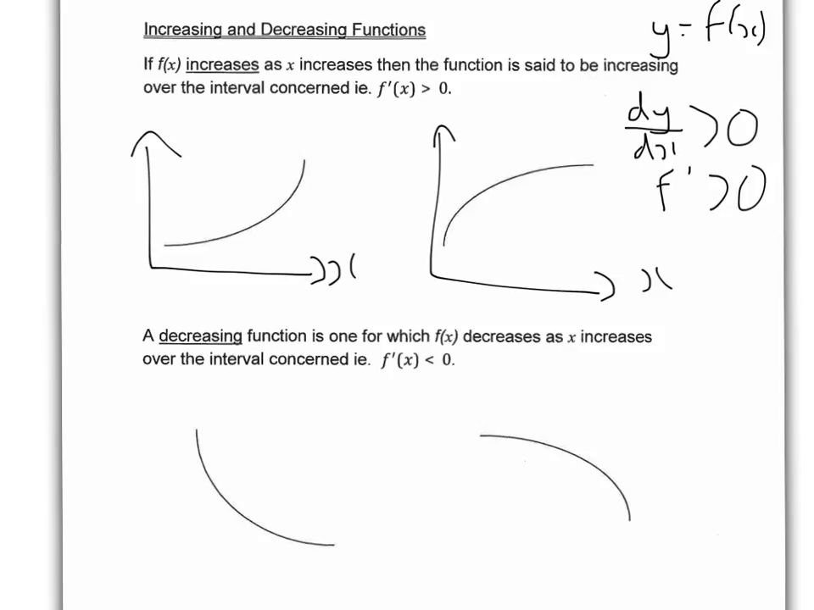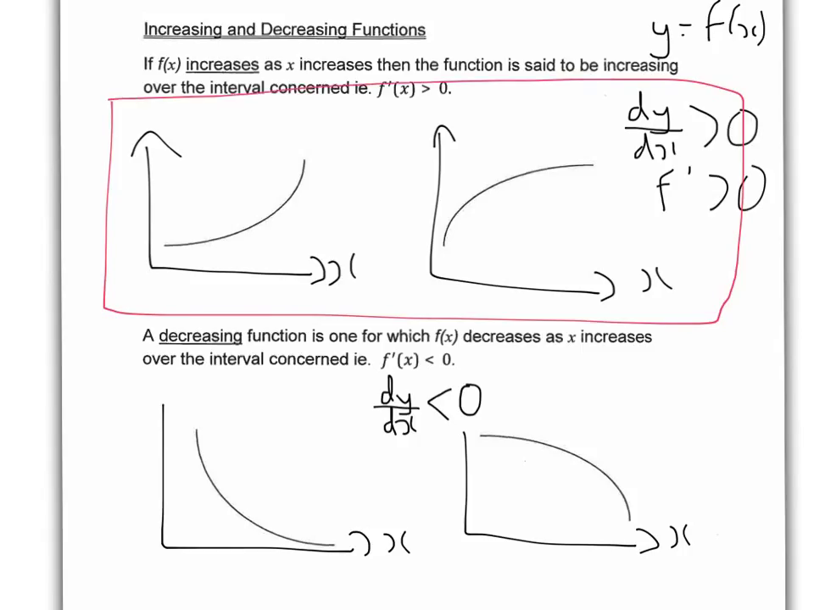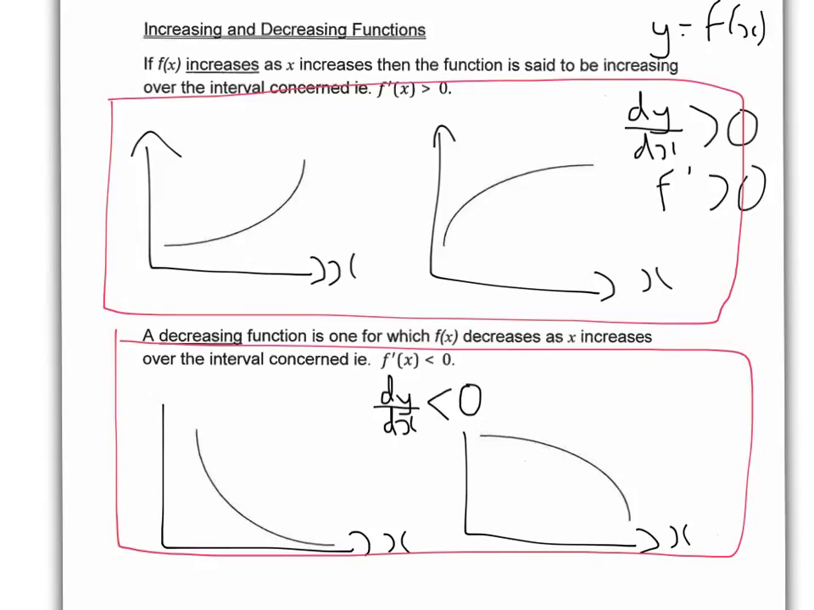Let's look at these ones down here. So first of all, we'll translate that statement in dy dx notation. That says that dy dx is less than 0. And we're now talking about decreasing functions. Both of these functions here are decreasing. And the reason is that for both of them, as x increases, the value of the function is going down. Here, as x increases, the value of the function is going down. So we'll group those two together. They are increasing functions, and these two down here are decreasing functions. And what tells us whether they're decreasing or increasing is the value of the gradient.